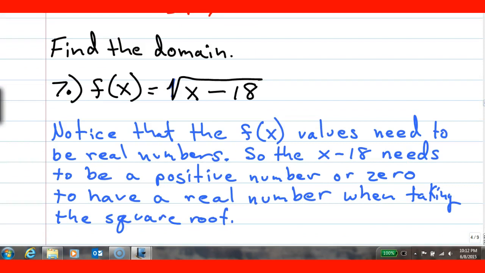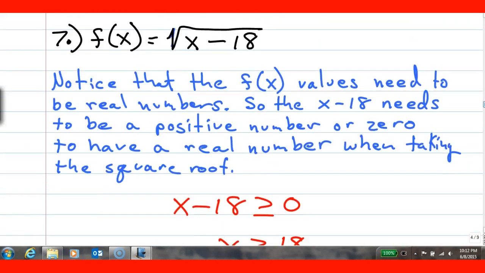Number 7's instructions read, find the domain. So I have number 7. I'm going to work out the function f(x) equals the square root of x minus 18. Notice that the function values need to be real numbers. So the x minus 18 needs to be a positive number, or a 0, to have a real number when taking the square root.